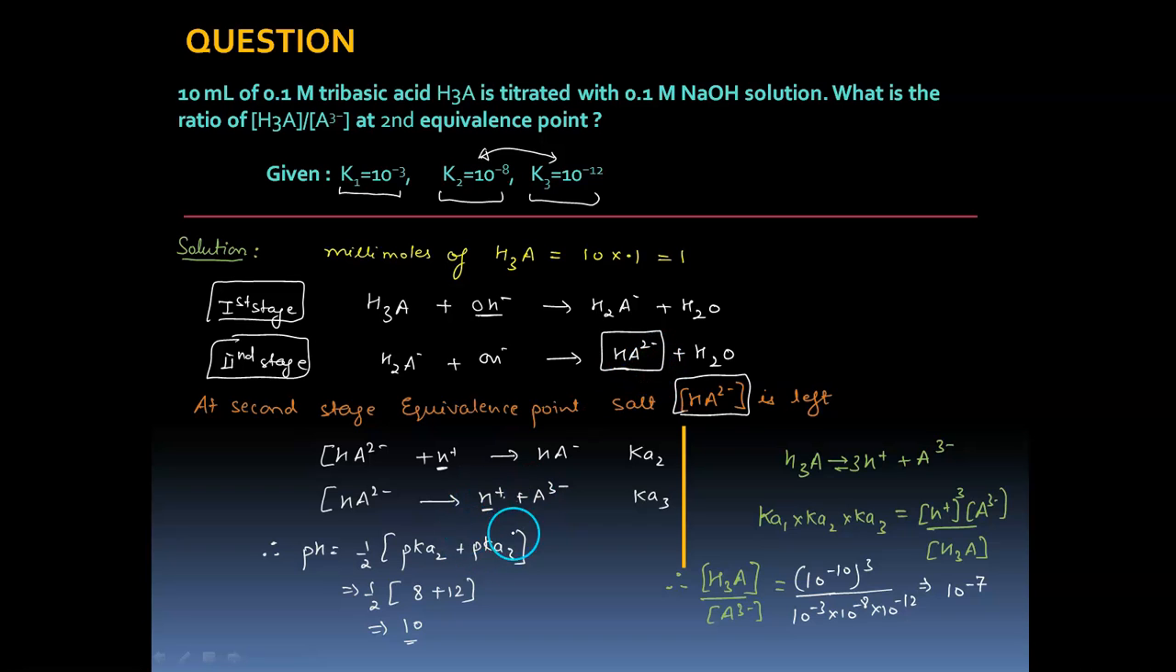So if I put in the values, pKa2 is the negative log of 10 raised to power minus 8, which comes out to be 8, and pKa3 is the negative log of 10 raised to power minus 12, which comes out to be 12, so it comes out to be 10. Which means that at the end of stage 1 and stage 2, when the titration has happened, at that point H plus in the solution was 10 raised to power minus 10.